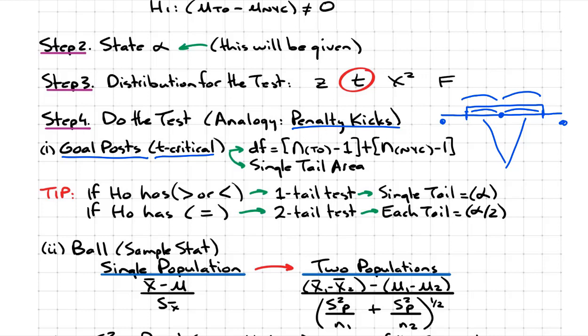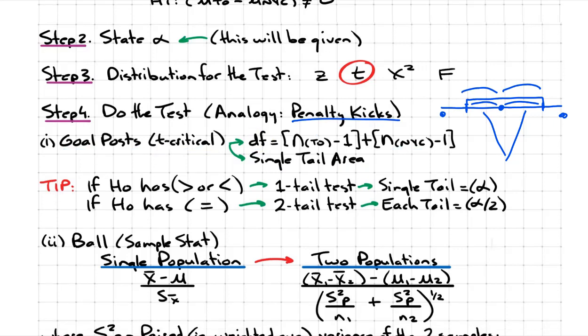Now to get the critical value, we have to specify the degree of freedom and the single tail area. But since we have two populations here, the degree of freedom is equal to the sample size, so the first sample size, so we're looking at Toronto, minus 1, plus the second sample, which would be the number of students you observed in New York, minus 1.